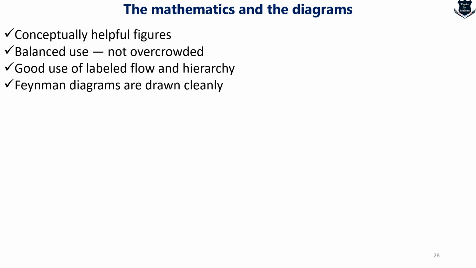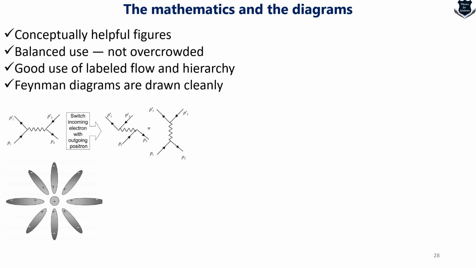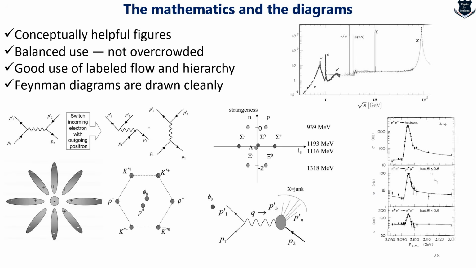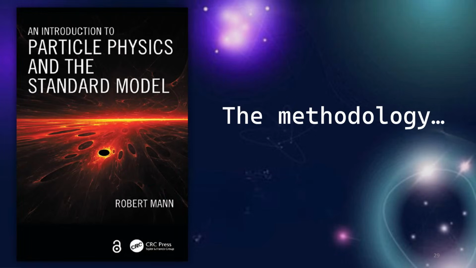If I talk of the diagrams, they are very well made. They are helpful figures, not overcrowded. Labels are used, and Feynman diagrams are drawn very cleanly. These are a few excerpts which I have taken from the book, and this is the way the diagrams are put up. From the mathematics and the diagrams, we now try to understand the methodology, that is, how the book is organized, or rather, when you go through this book, how do you learn from it?